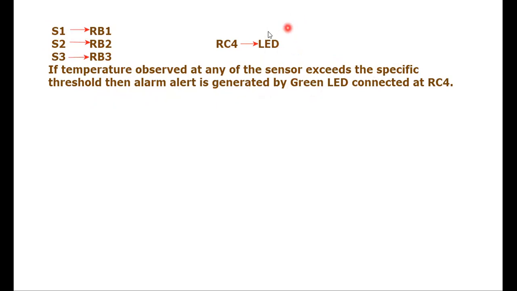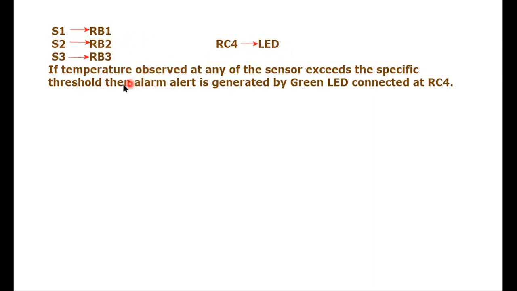It could be any color LED. I'm just taking a green LED connected to RC4. So what we have to do is write a program for this application in which, if any one of these three pins receives a high value from any one of these sensors, then this LED should be turned on.